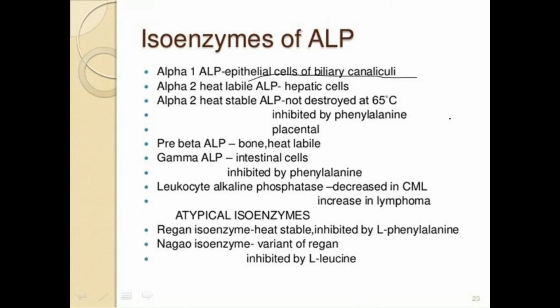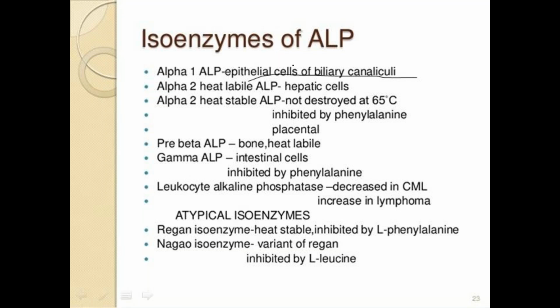Next, alkaline phosphatase is mainly present in hepatic and intestinal cells, and it mainly causes hepatitis and bone diseases. Hepatic cells are the cells responsible for liver function, and these contain the epithelial cells of biliary canaliculi and some other types of liver cells. So alpha 1 ALP is in the epithelial cells of biliary canaliculi.